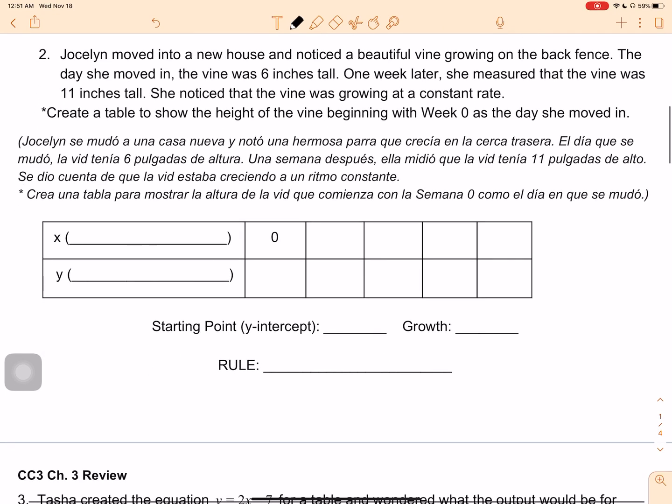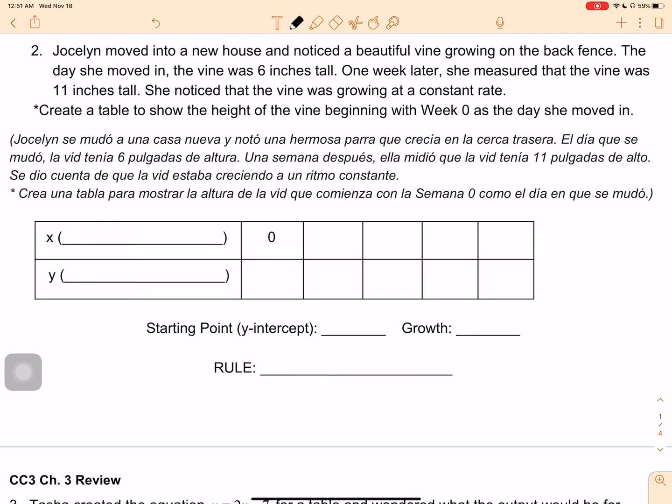Alrighty, so here is a word problem where you have to fill in a table, the starting point, the growth, and I'm going to teach you quickly how to write a rule. We've been practicing it throughout the past 2 chapters, actually, kind of secretively. So some of you might be able to write the rule pretty quickly. So let's go ahead and see here.